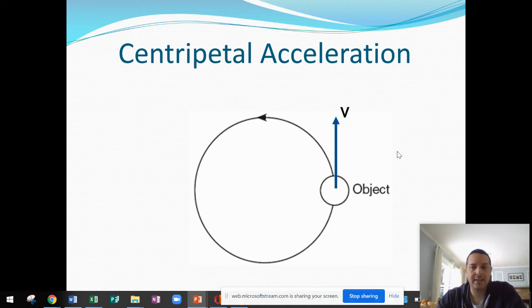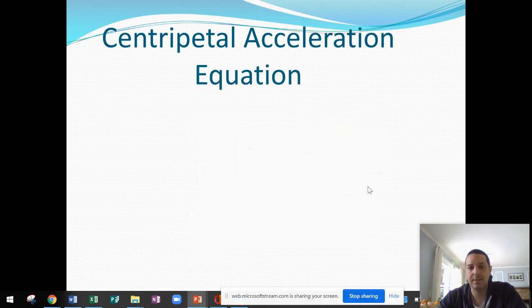If we're to draw this as vectors on a diagram, here we see an object that's traveling counterclockwise around in a circle, and then the velocity would be directed tangent to the circle at this point. So right here, the object is moving in a circle. The velocity would be directed tangent to the point. The acceleration of the object would be directed towards the center of the circle. So we have centripetal acceleration, and the velocity is acting at tangent.